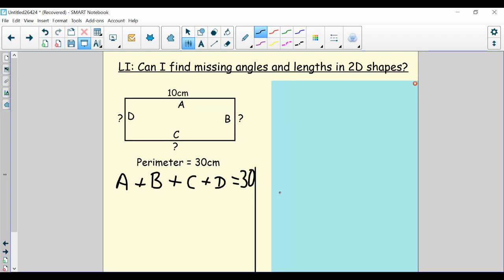So it does give us a little bit more information. It tells us that A is 10. So we can change that A into a 10. We still don't know what B is. But we know that the line opposite A, so line C, is the same size. So if A is 10, then C must also be 10. So instead of writing C, we can put 10 there because we know that it's 10. Plus D that we don't know yet is 30.